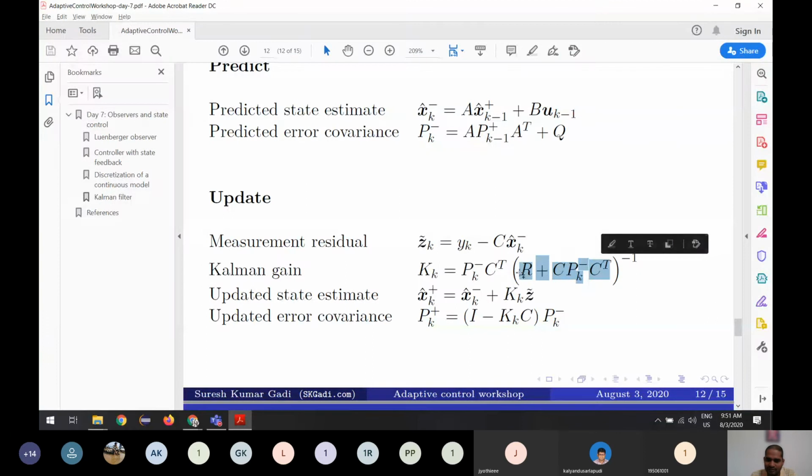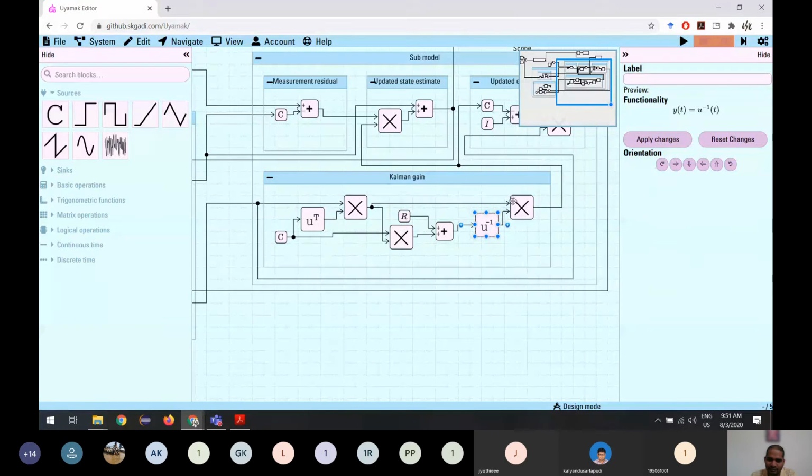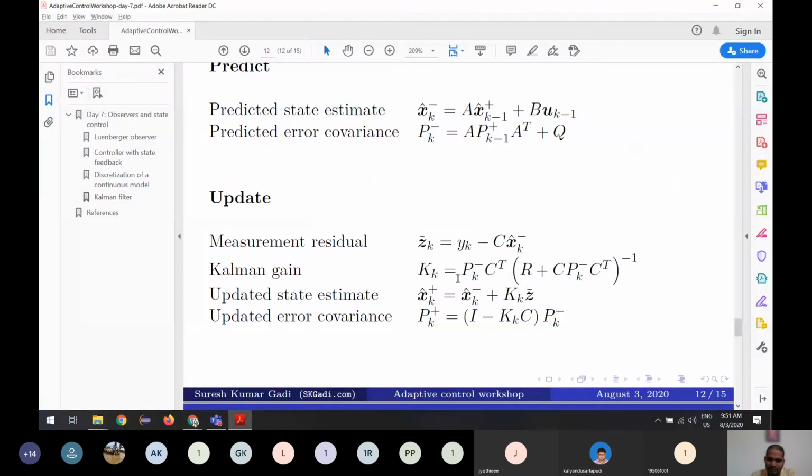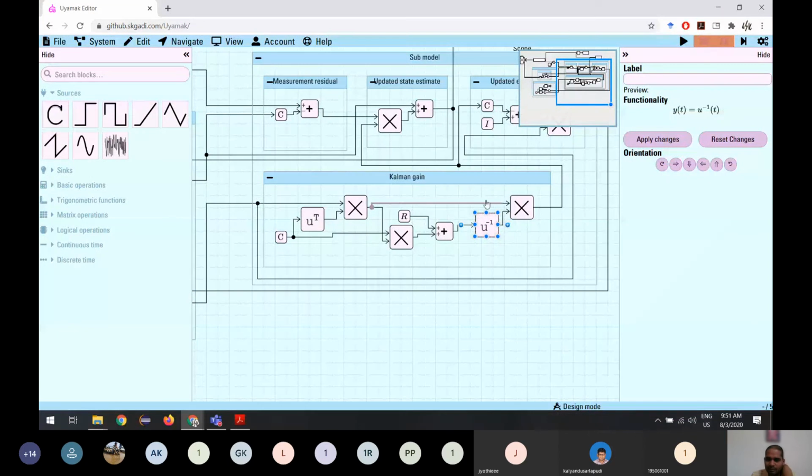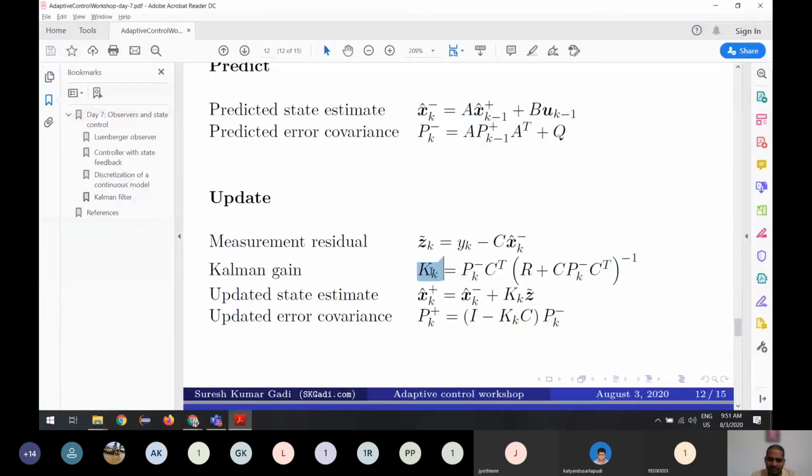With the inverse matrix we get this, and then we have to multiply it with this part. You have to multiply with this part again. This is P. If you can see, it is also negative, so the negative of this one. So we are multiplying it, and we get the Kalman gain. The Kalman gain, Kk, is this one.